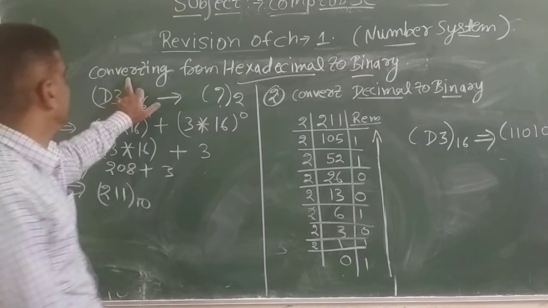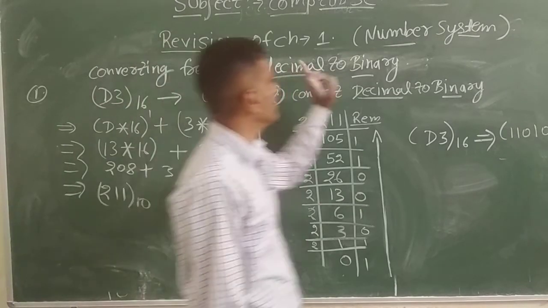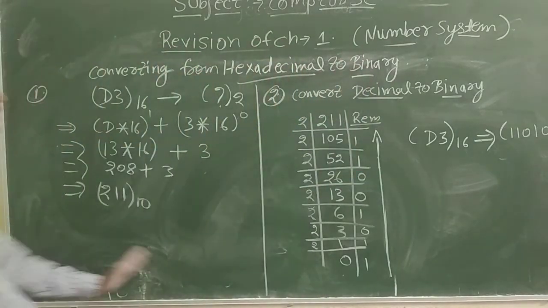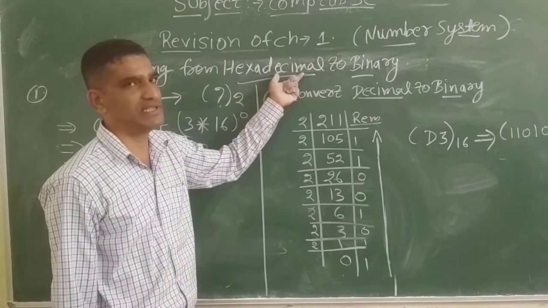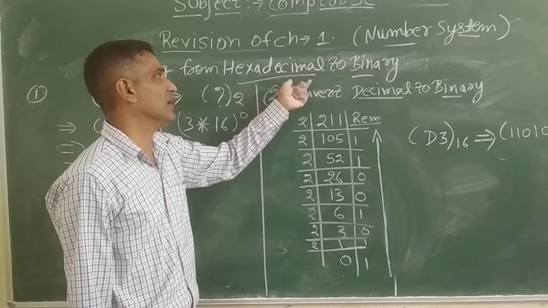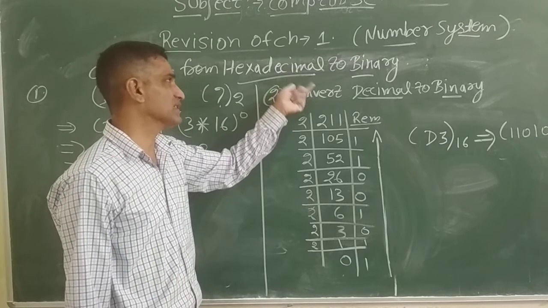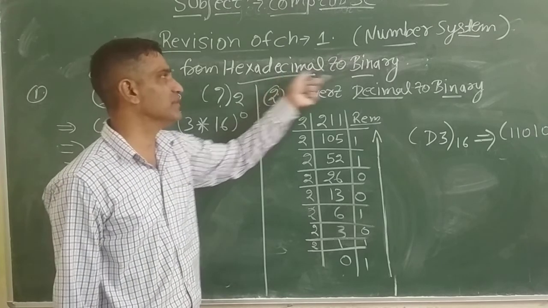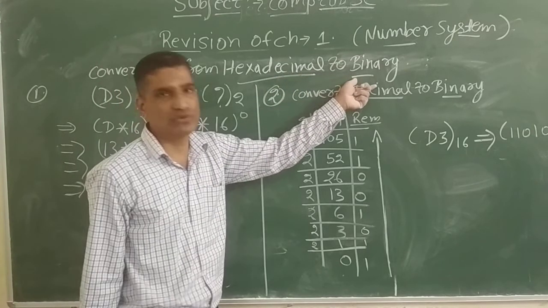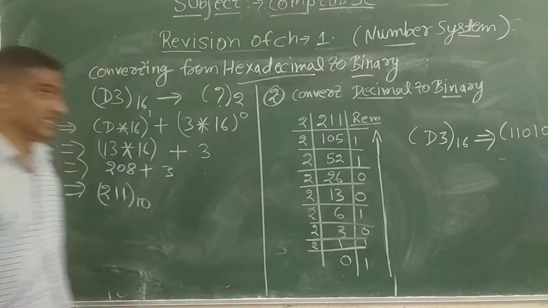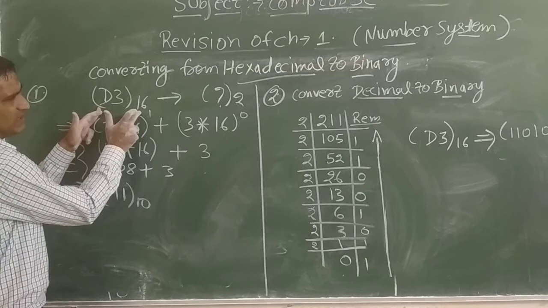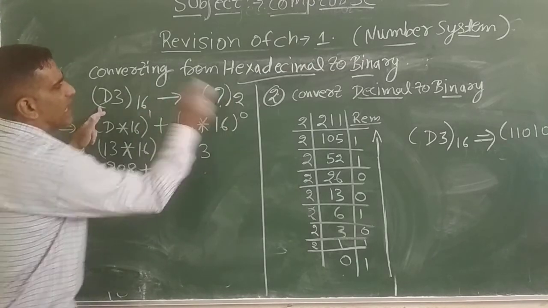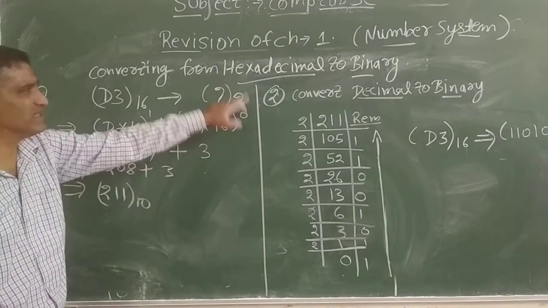Yes, student. Next, converting from hexadecimal to binary. Again, I have to tell one thing again. Hexadecimal means base 16. Now binary is 0, 1, which means the base is 2. Base 2 represents binary. So the number is D3 in hexadecimal, and we convert it into binary form. Why? Because the base is 2.